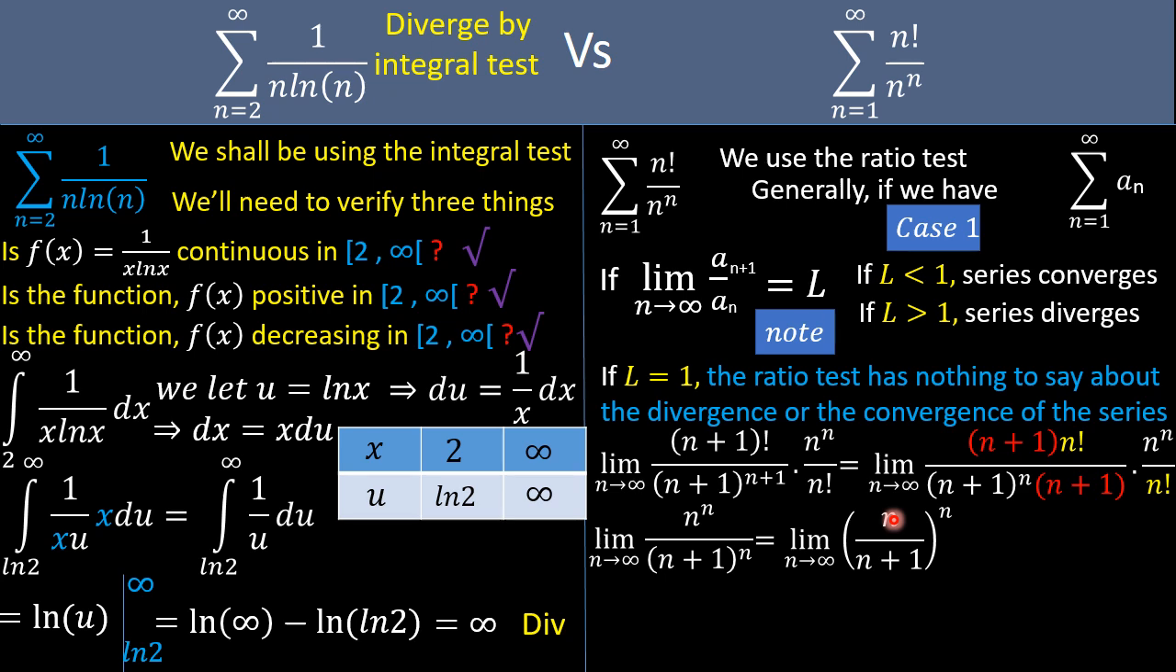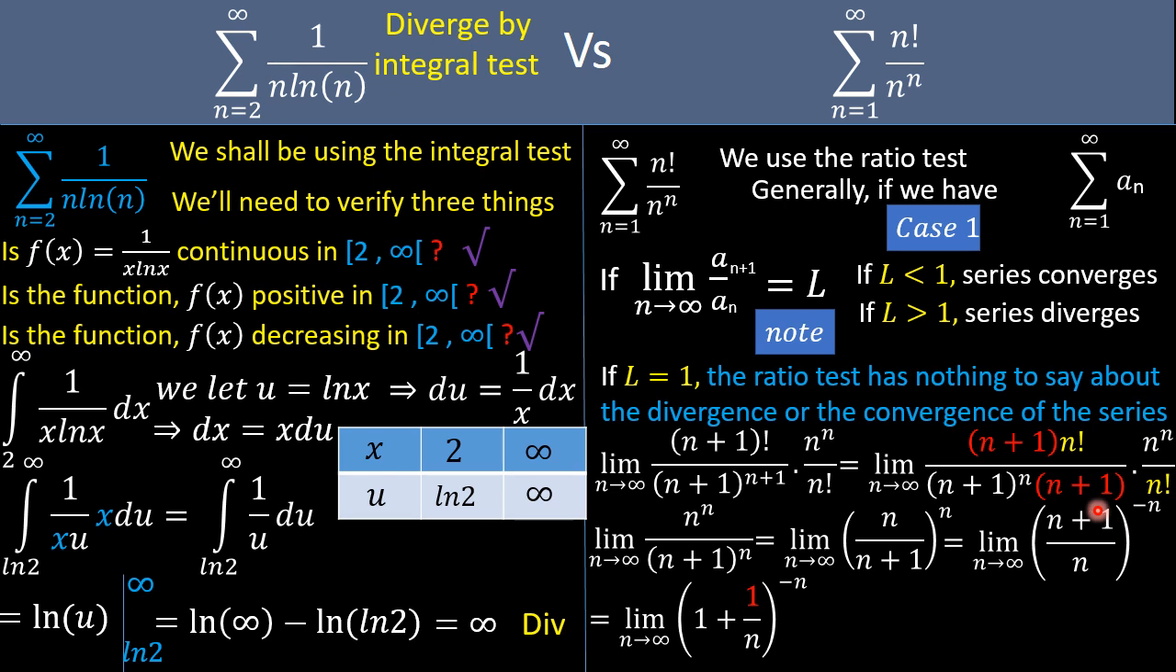So check this out. If I take the reciprocal of the inside and make the power negative, I'm going to have the limit as n goes to infinity of the reciprocal inside. We take the reciprocal by having the denominator become the numerator, that is n plus 1 over n. Then the power simply becomes negative n. If we split the inside, we simply have the limit as n goes to infinity of 1 plus 1 over n, all raised to the power negative n.